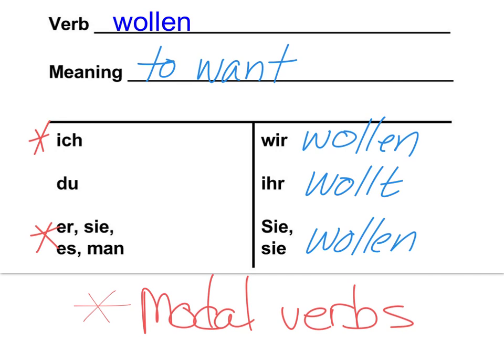Wollen happens to be one that is a false cognate. Do you know what a cognate is? Cognates are words that look similar and mean the same thing in both languages. So like computer, it's a cognate. A false cognate is one that looks the same, like gift, but has a different meaning. What does gift mean in German? Poison. Poison, yes. So this is one that is a false cognate.